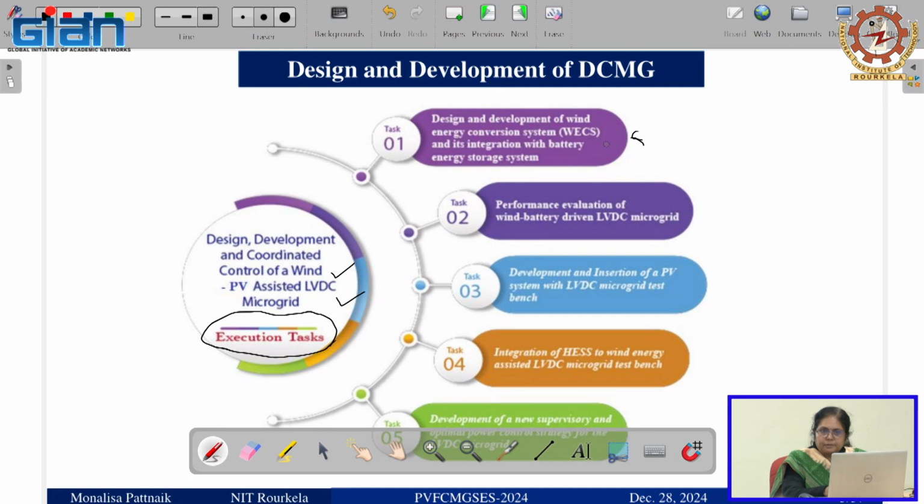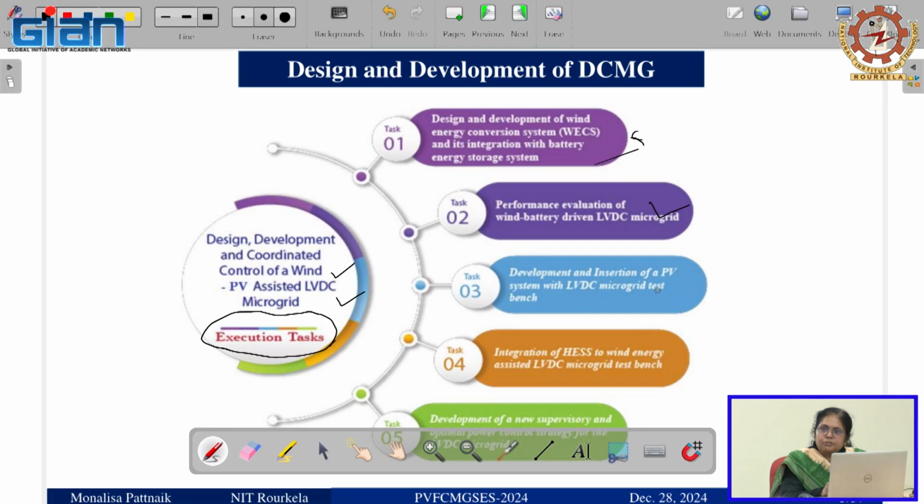Initially we designed and developed a wind energy conversion system, and then integrated it with the battery. Second step, we tried to see the performance of this system with a single source and single storage. Its performance evaluation is done with a normal operating condition, meaning the SOC of the battery is in the healthy normal operating zone, so that it is not fully discharged or overcharged.